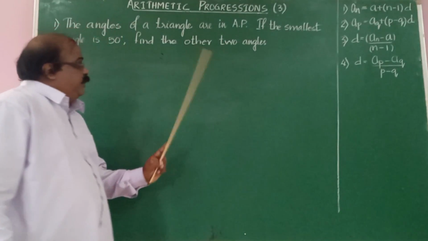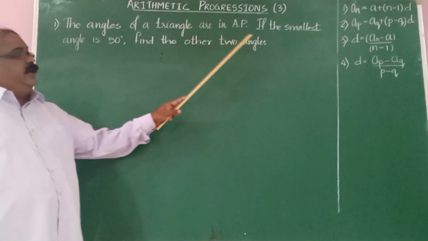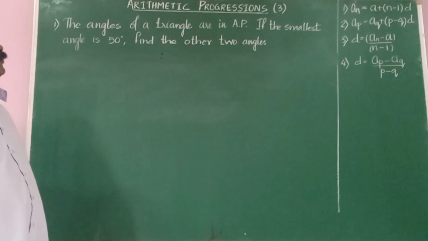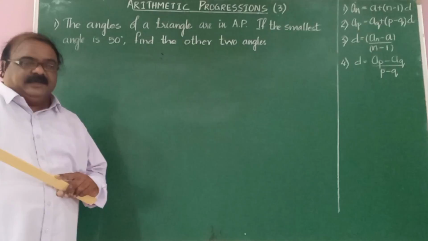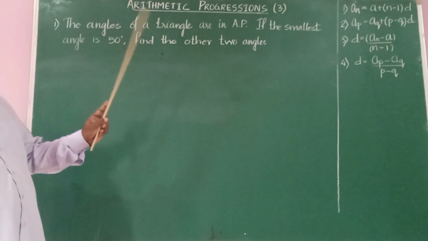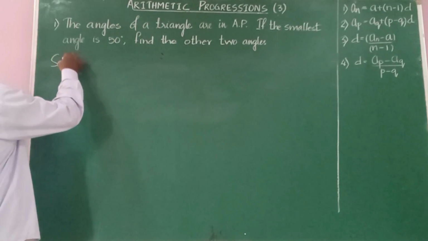Let us start straight away with the first sum. The angles of a triangle are in arithmetic progression. If the smallest angle is 50 degrees, find the other two angles. What's given to you in the sum? That the angles of a triangle are in arithmetic progression. So let me start the sum.